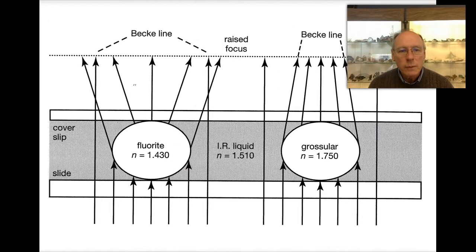Fluorite has a refractive index that's less than that of the liquid, and grossular has a refractive index that's greater than the liquid. As light passes through the fluorite, which has an index of refraction less than the liquid, the light rays are bent away from the fluorite, and the opposite is true for grossular. The light rays are bent toward the grossular.